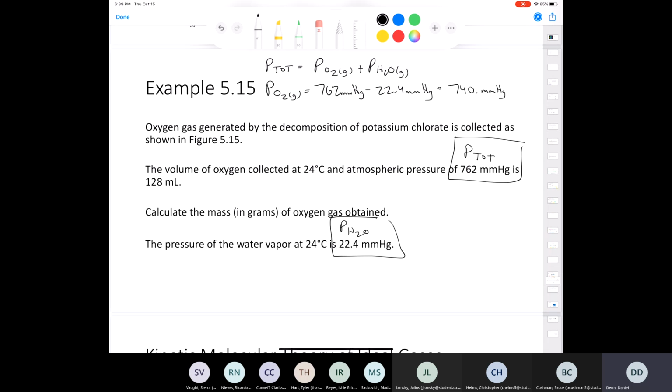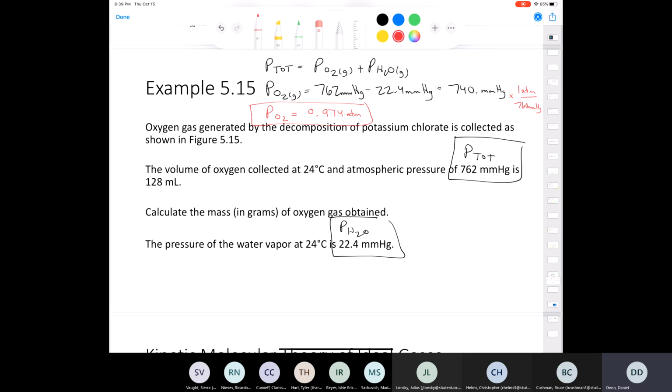Can we convert that into atmospheres? Well, we know that in 1 atmosphere, we have 760 millimeters of mercury. And so we end up with a pressure, and I've calculated this already, we end up with the pressure of our oxygen as being 0.974 atmospheres.